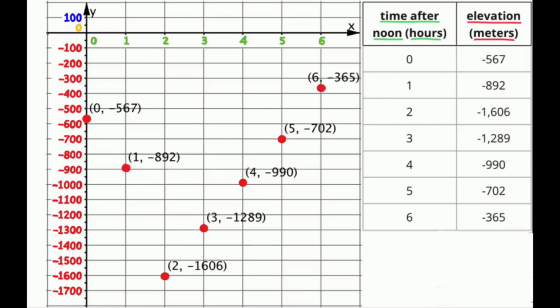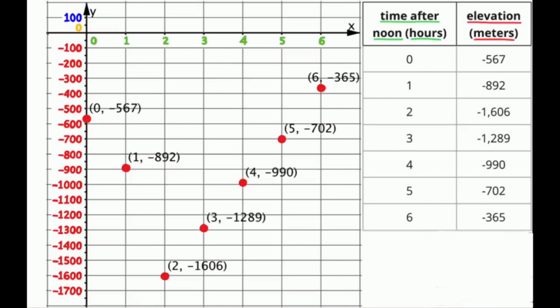The first set of coordinates is 0 and negative 567. The 0 stands for 0 time after noon hours, which means it's exactly at noon. And the negative 567 stands for meters below sea level. So when we start at the axis, the yellow 0, where the horizontal axis and the vertical axis intersect, we move to the right 0 units. So we stay right on that y-axis.